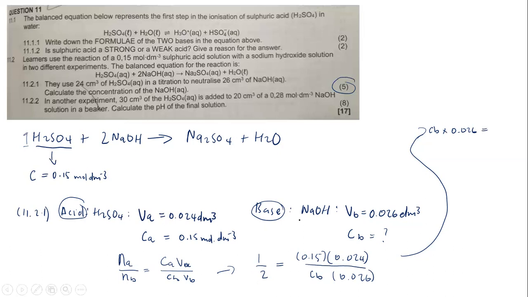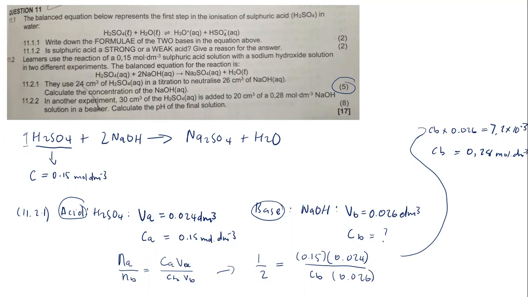I'm going to say on my calculator, 2 multiplied by 0.15 multiplied by 0.024, and therefore this is what I get. I get 7.2 times 10 to the power -3. If I divide both sides of the equation by 0.026, the concentration of my base is the answer divided by 0.026, and therefore I get, to 2 decimal places, 0.28 mole per cubic decimeter.